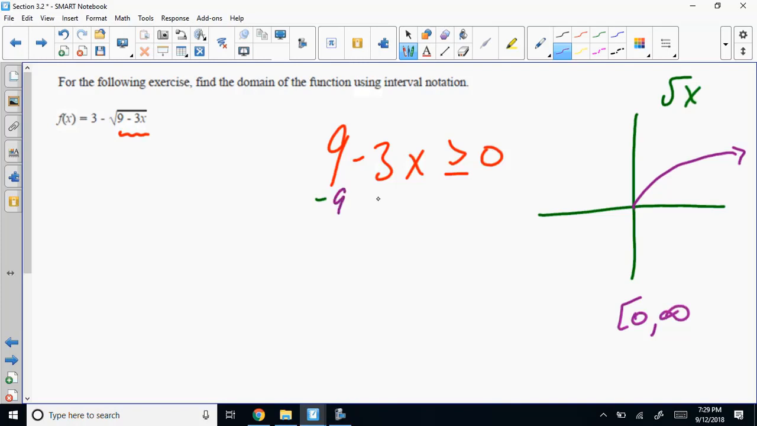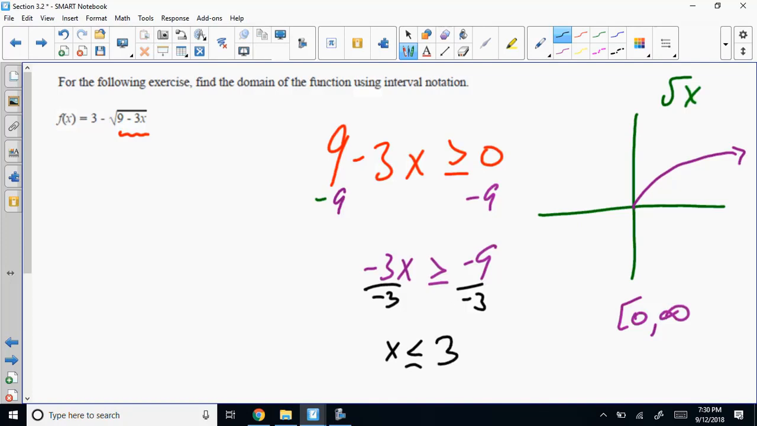So we'll go minus 9. So we got negative 3x greater than or equal to negative 9. Watch this, because this is going to get you. I am dividing both sides by negative 3. So ladies and gentlemen, what does it do to my inequality? It flips it. Negative 9 divided by negative 3 gives me positive 3. So ladies and gentlemen, I'm basically looking at this and I'm going which way?